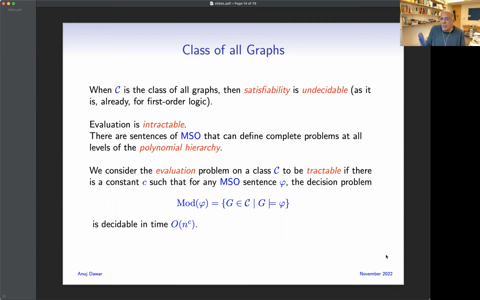Evaluation is tractable if there's a constant C, depending only on the class, so that for any MSO sentence, the decision problem, which is the set of graphs which satisfy that sentence, is decidable in time n to the C. So any MSO sentence then defines a polynomial time problem, and in fact, the degree of the polynomial can be bounded. That's what I will mean by saying the evaluation problem is tractable.